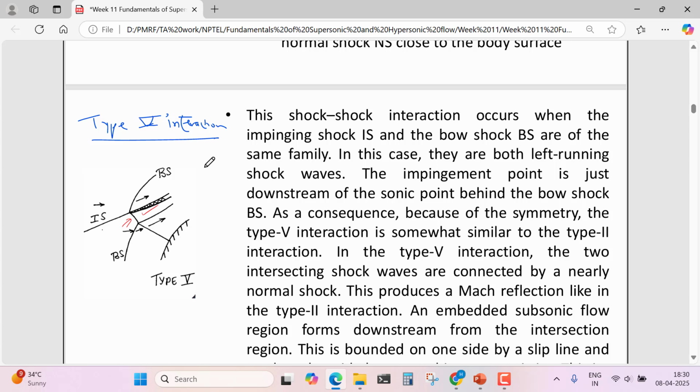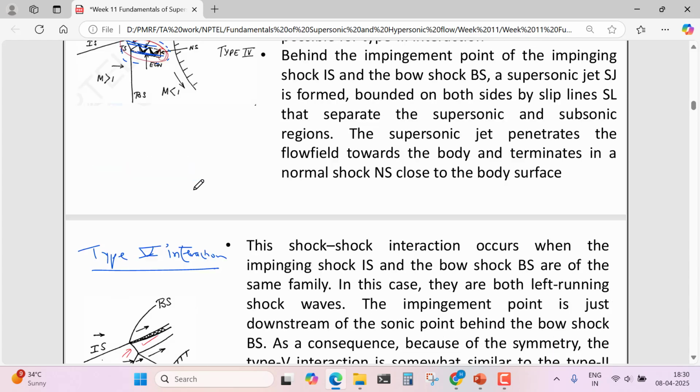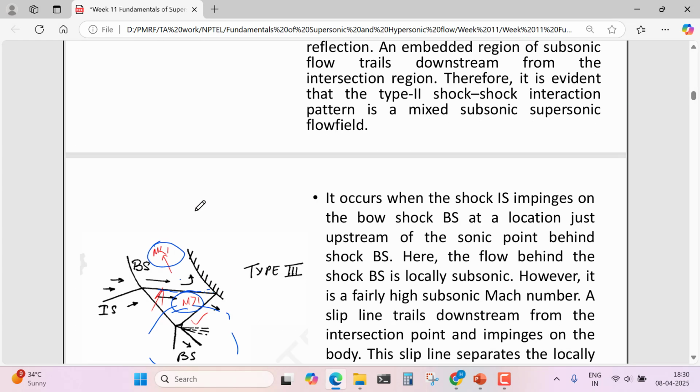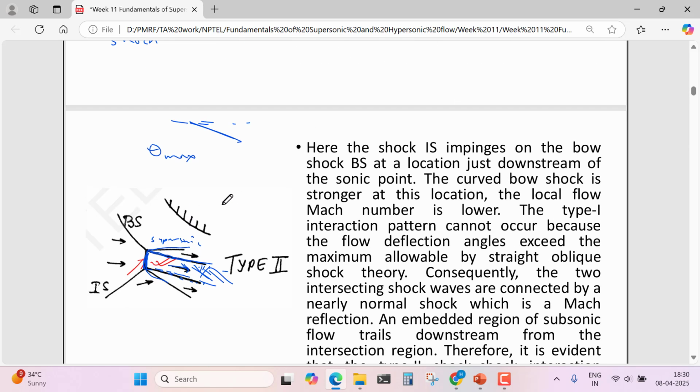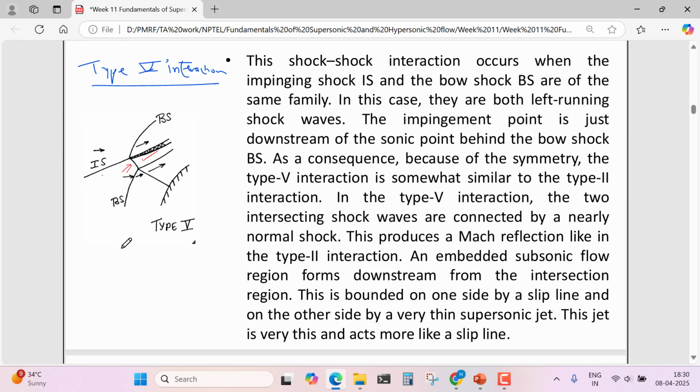So this shock interaction occurs when the impinging shock and bow shock are of the same family. If you see the type 5 interaction, it is somewhat similar to type 2, with only a slight difference. In type 2, the bow shock and impinging shock are of different nature, left running and right running. But in type 5, both are left running.